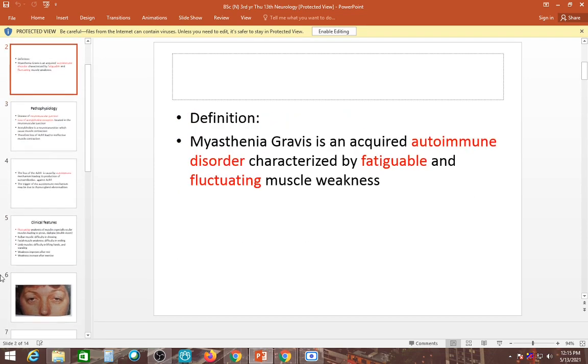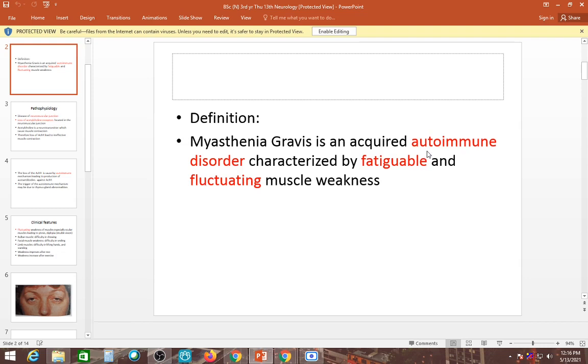So the disease we are discussing is myasthenia gravis. What is it? An acquired autoimmune disease. By this time you know it is an autoimmune disease, characterized by fatigable and fluctuating muscle weakness. So now you will realize and appreciate what is fatigable and what is fluctuating muscle weakness. Fatigable means it increases after exercise and improves after rest. And fluctuating means it changes during the course of the day, sometimes more, sometimes less.